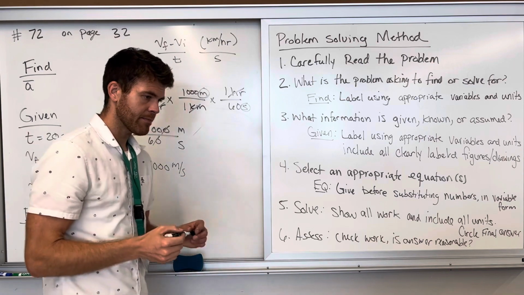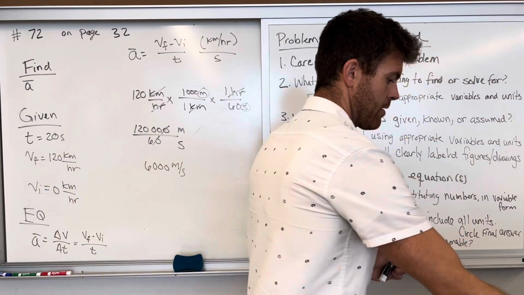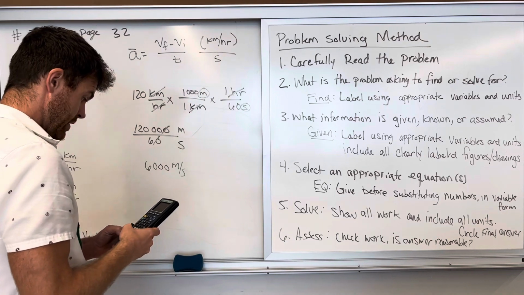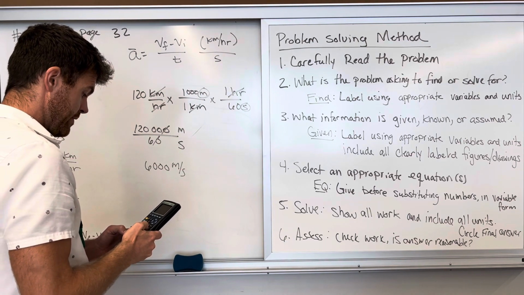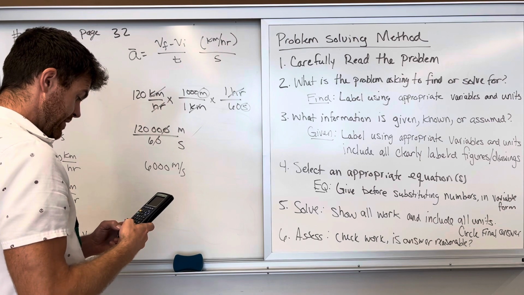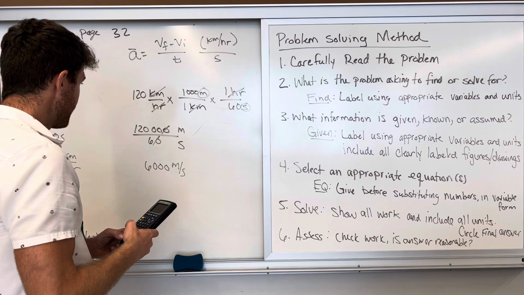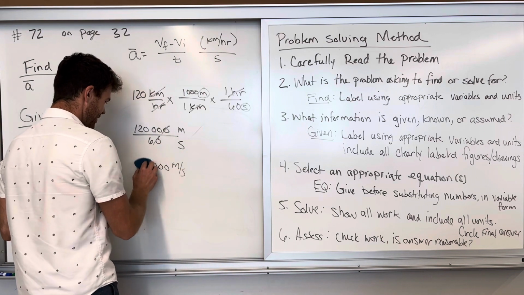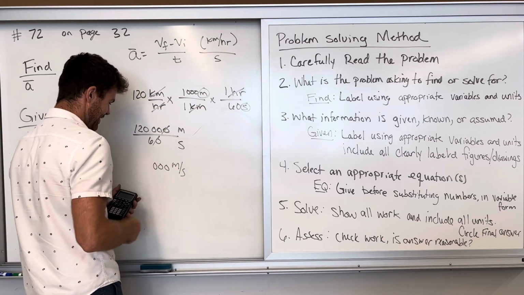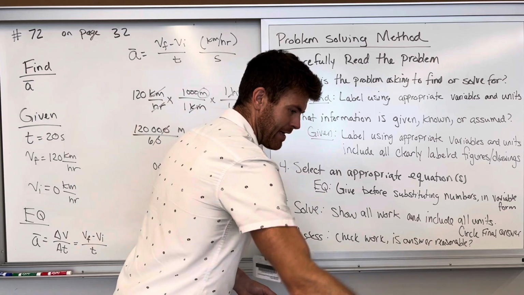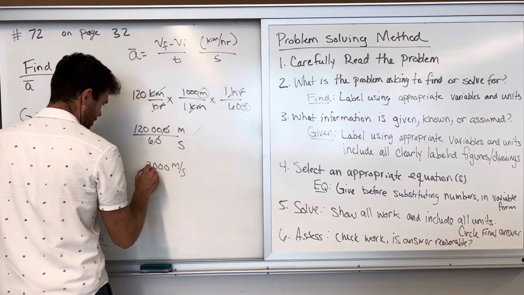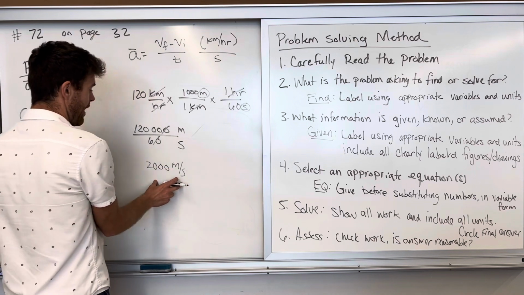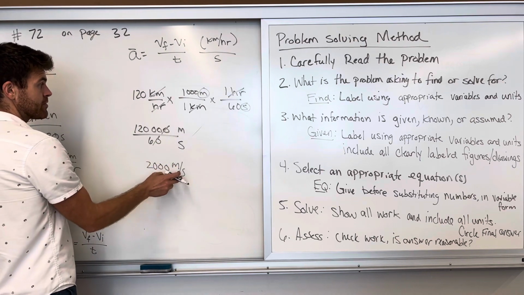Is that correct? I can check my mental math. 120,000 divided by 60. 12 divided by 6 is not 6, it's 2. Yes, good thing I checked it. When you make mistakes, it's good to check your work. Case in point. Alright, so that's our final velocity in units of meters per second.